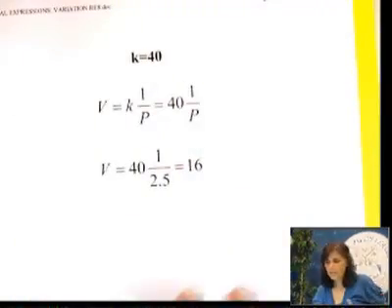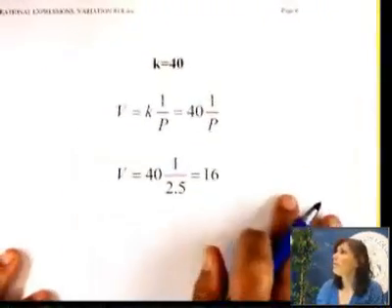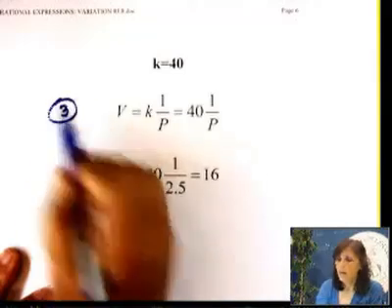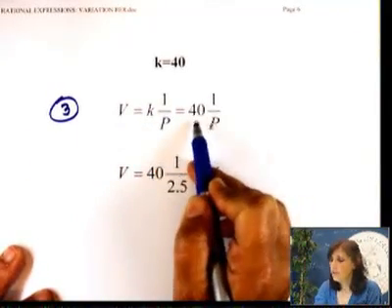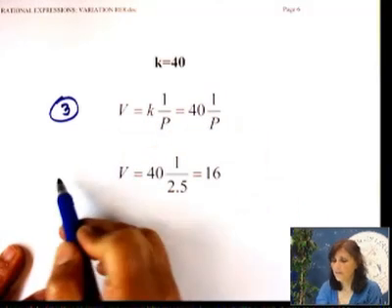Now that I have step 2, step 3, I'm going to write it with the K that I found. V equals K times 1 over P. K is 40. V equals 40 times 1 over P.